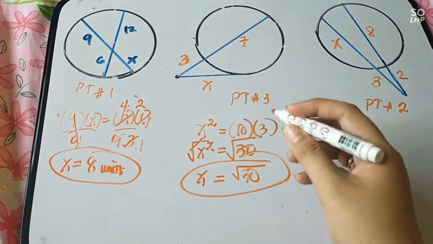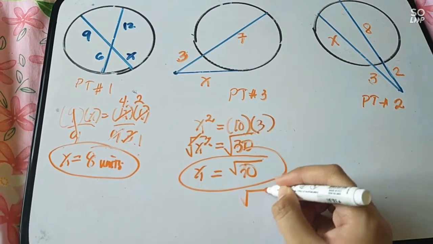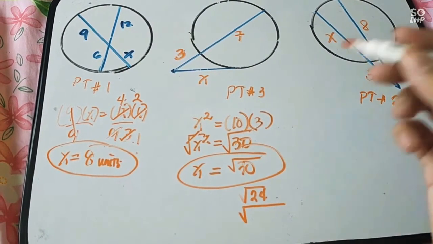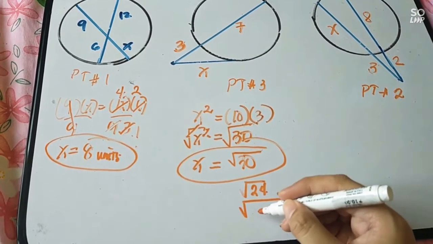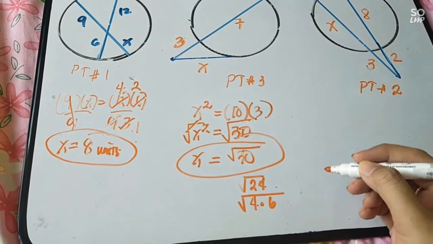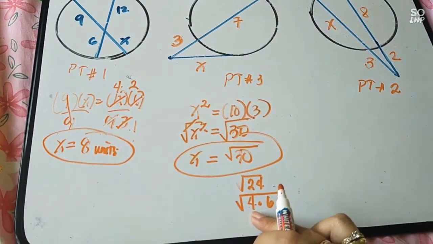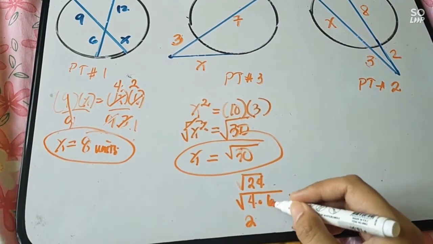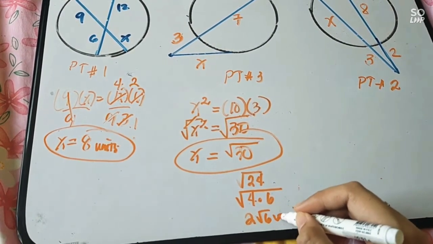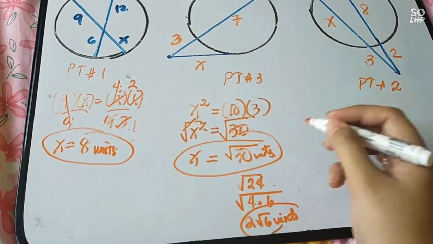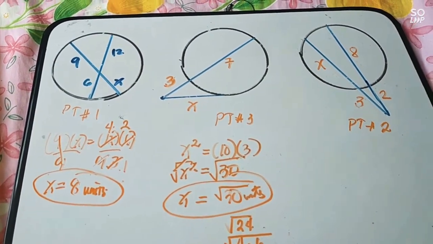For example, halimbawa ang nakuha mo is square root of 24. Si square root of 24 may factors pa. What are those? We have, yung isa ay perfect square, which is 4 times 6, diba? So, si 4 ay perfect square. Ano square root ni 4? We have 2. Labas mo lang yung 2. We have 2, then just copy square root of 6. So, yun yung sagot. Okay? Units. Okay? Let's have the last one.